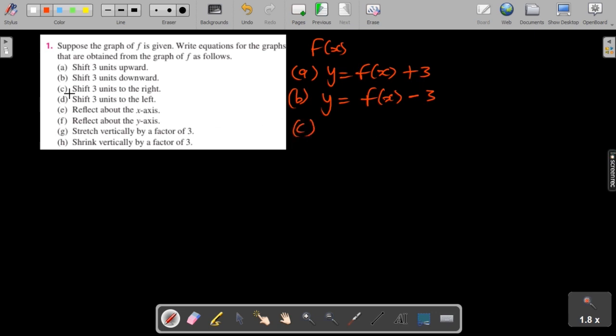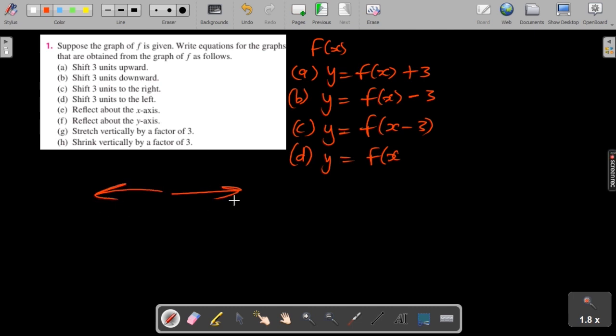And the third one says shift 3 units to the right. So when you do a right shift, it's actually going to be f of x minus 3, so it affects the x. You're going to go to the right, and that's how you go to the right. And when you shift 3 units to the left, it will have the opposite sign. So we're still affecting the x because left and right affect these directions, and that will be your x values. That's how they change. And with this one, it'll just be the opposite sign. So we're going to the left.